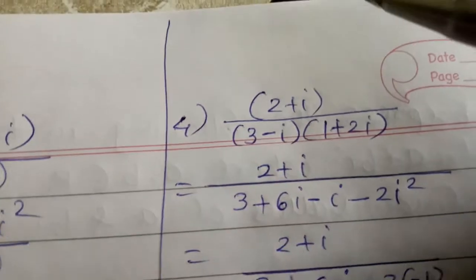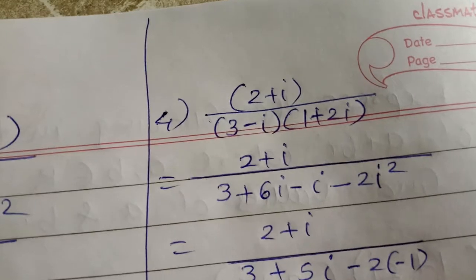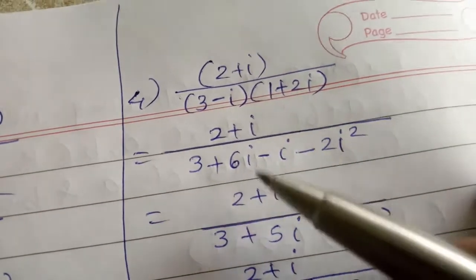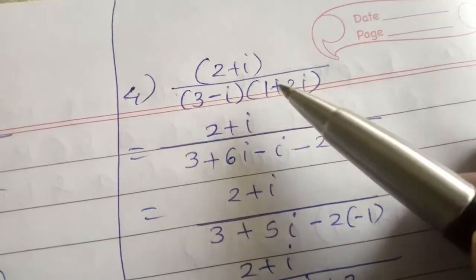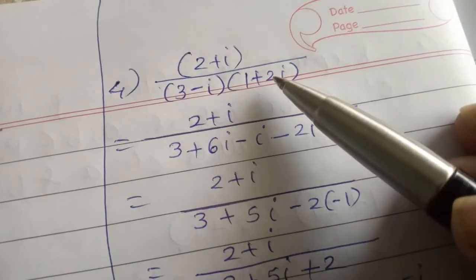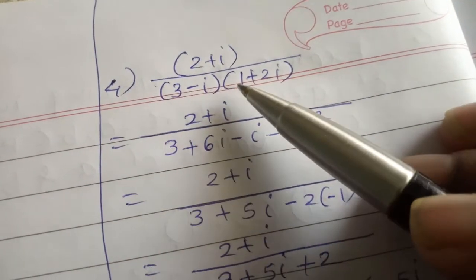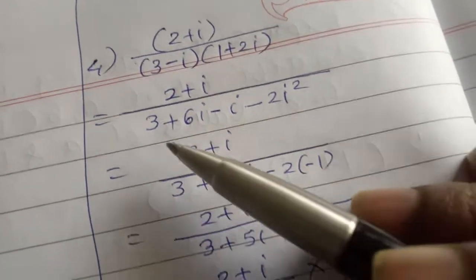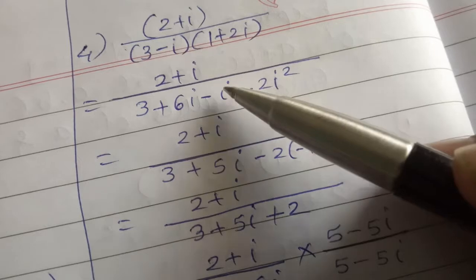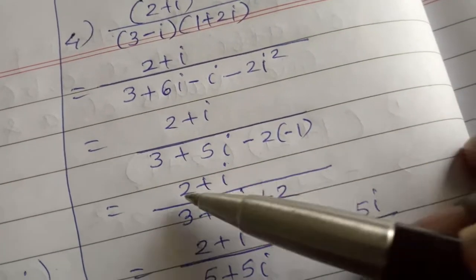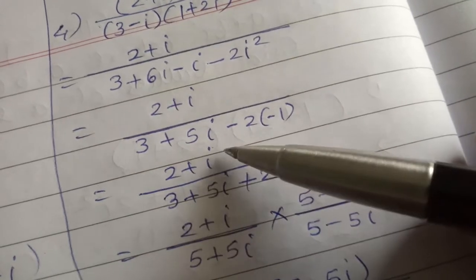So see the next example, example number 4. In the numerator we see that is 2 plus i upon denominator is 3 minus i in second bracket 1 plus 2i. So here we are going to take the product of these two. So 3 into 1 that is 3. Next 3 into 2 that is 6i minus i and minus 2i square. So 2 plus i upon 3 plus 6 minus 1 that is 5i minus 2, the value of i square is -1. 2 plus i upon 3 plus 5i plus 2.